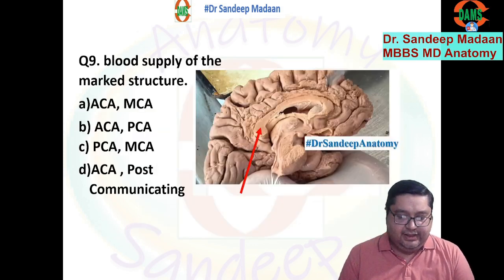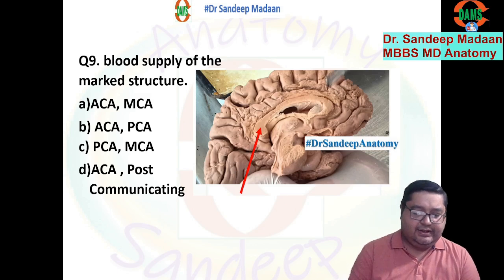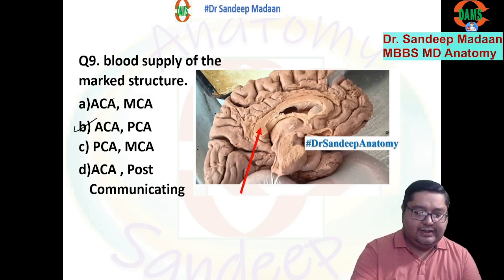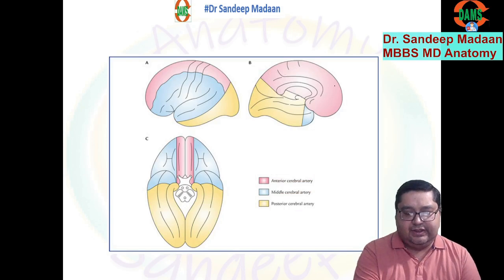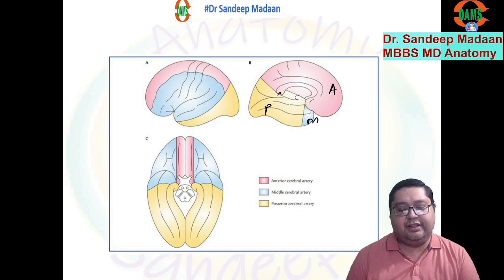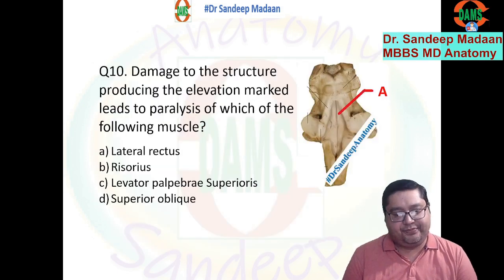All right. So this is the next question. What we can see is the corpus callosum splenium part. And what is the blood supply? This is at the junction of ACA and PCA. Let me show you this. Here you can see this is the ACA territory, this is the PCA territory, and this is the MCA territory. Look at the splenium at the junction. So it will be taking supply from both ACA as well as PCA.